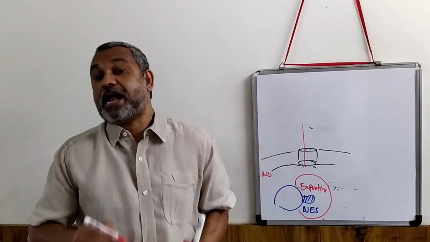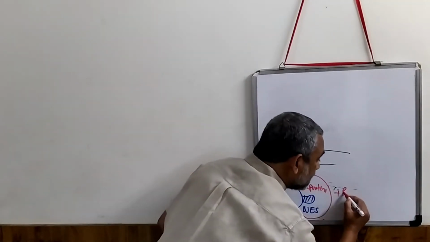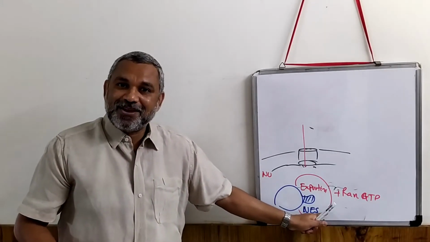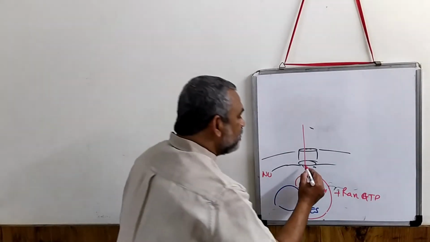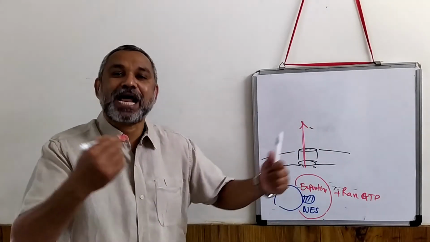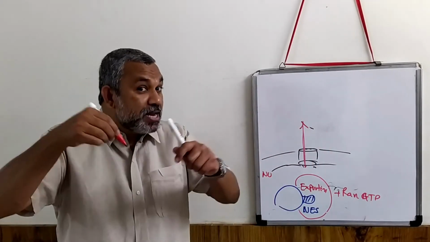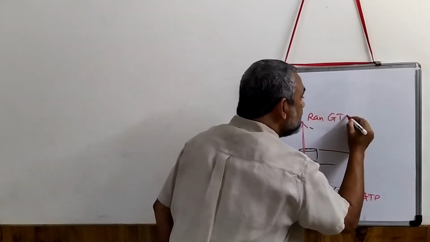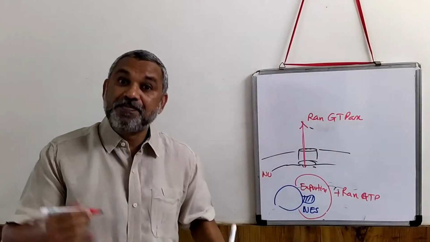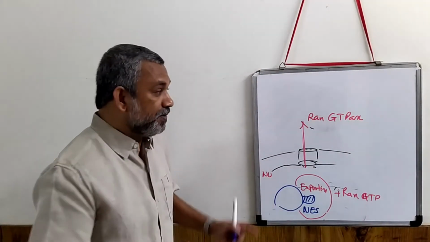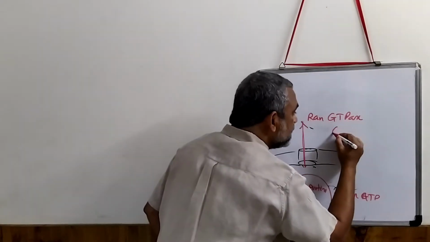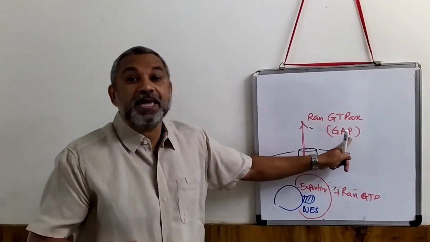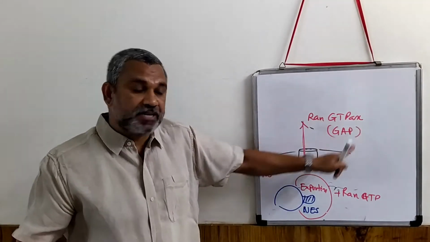Now the role of Ran comes in. We know that there is Ran-GTP here. Ran-GTP will combine with this. Once the Ran-GTP combines with this, it is taken out and transported to the cytoplasm. Now, in the cytoplasm, we have an enzyme known as Ran-GTPase. We have said that this is a GAP enzyme, a GTPase activating protein.